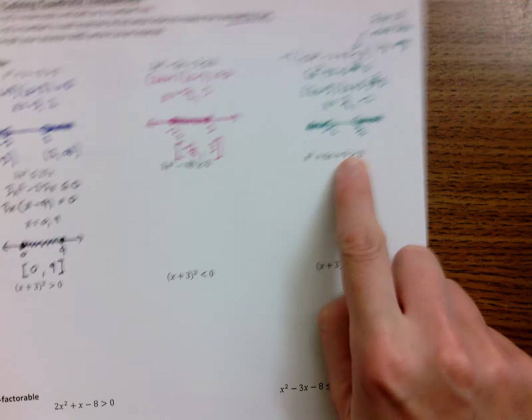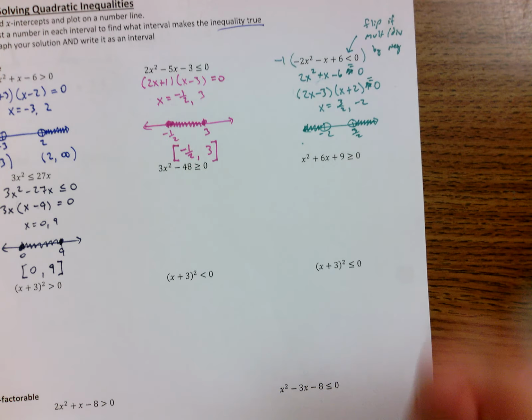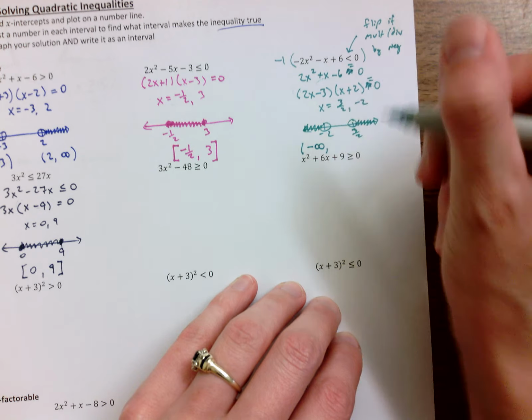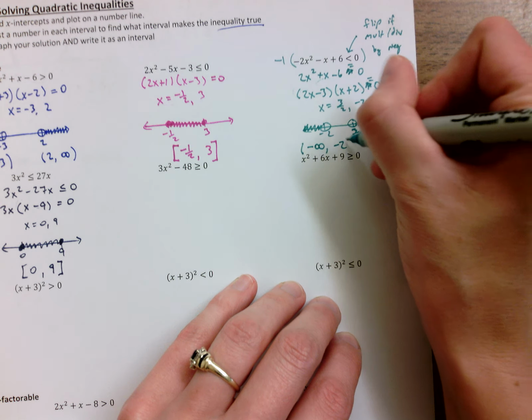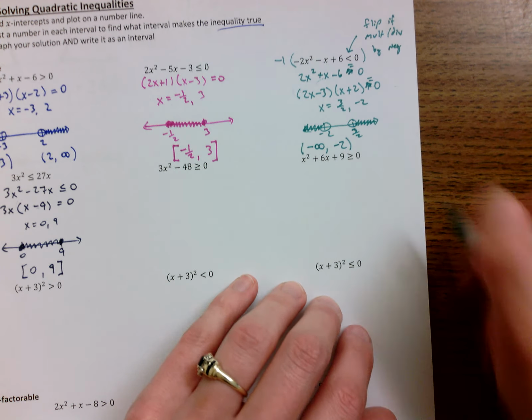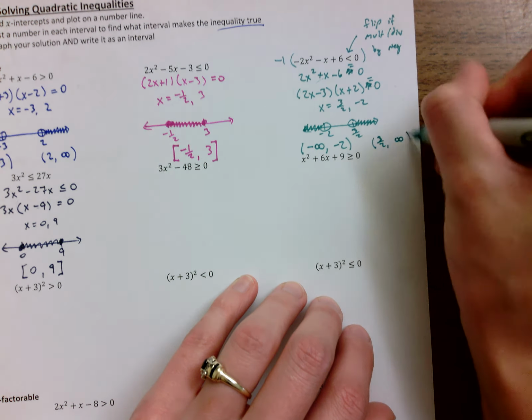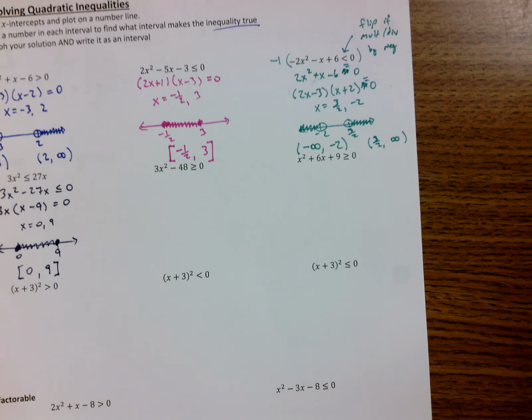Oh, and I forgot that over here. Sorry, let's go back to this one really quick. All right, so this guy, I'm going from negative infinity to negative 2, not included as part of my solution. And this side, 3/2 to positive infinity. And the infinities always get parentheses.